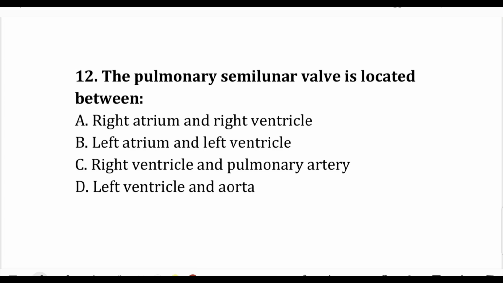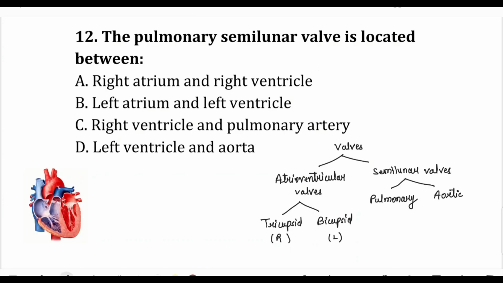Question number 12. The pulmonary semilunar valve is located between A. Right atrium and right ventricle, B. Left atrium and left ventricle, C. Right ventricle and pulmonary artery, D. Left ventricle and aorta. Children, in the heart, a total of 4 valves are located.